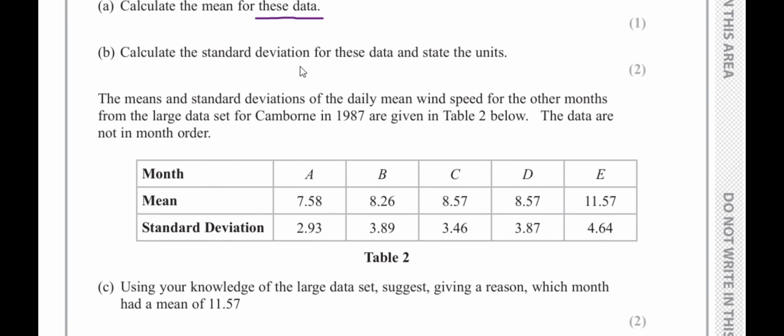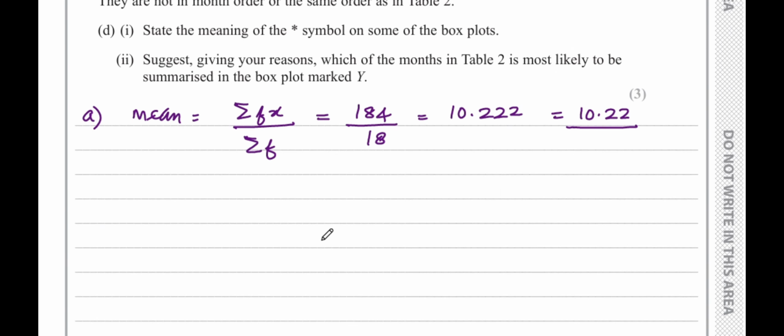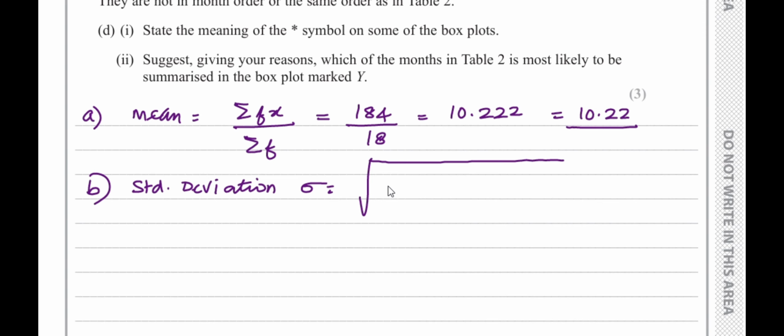Next part, calculate the standard deviation for this data and state the units. Okay, so the standard deviation formula will be given in your formula sheet, and I can tell you standard deviation, which is actually represented by sigma, is equal to, put a big square root sign. Okay, the first part of it, actually there are 2 parts to it separated by a minus. The first part is the mean of the squares.